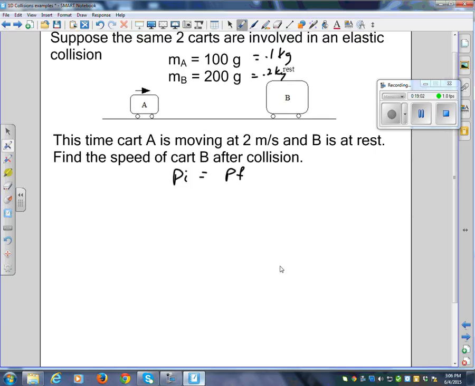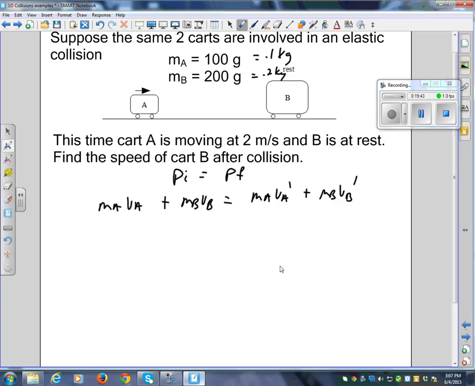Okay, so PI is equal to MAVA. I also have MBVB in there. MAVA after collision, or prime. MBVB prime after collision. Now this time they are elastic, so we do not combine the masses. You have to watch the question to see: are they stuck together or are they not stuck together?